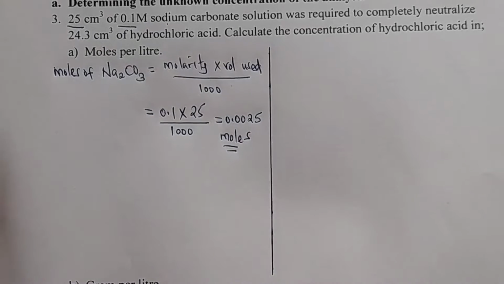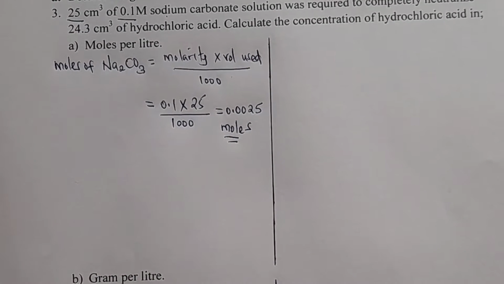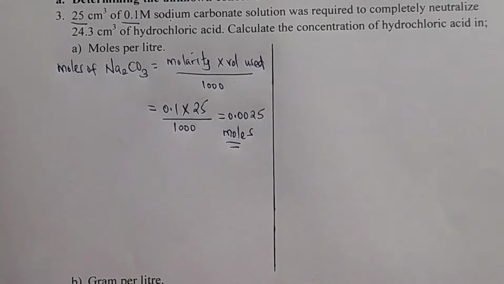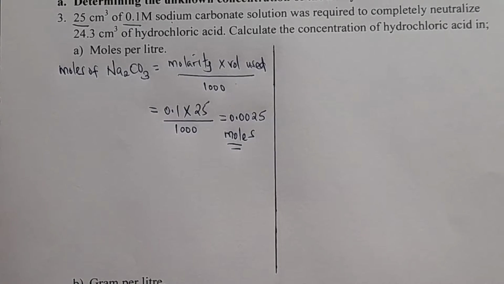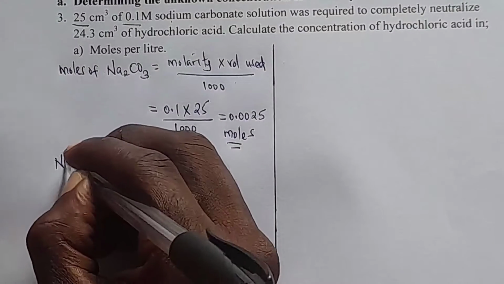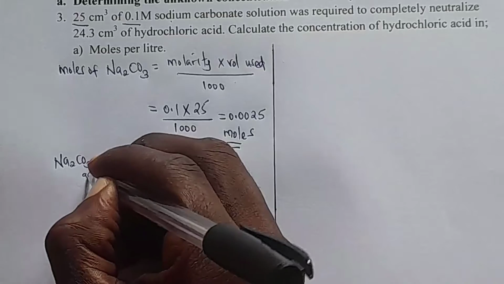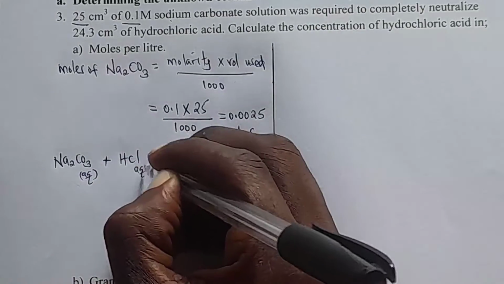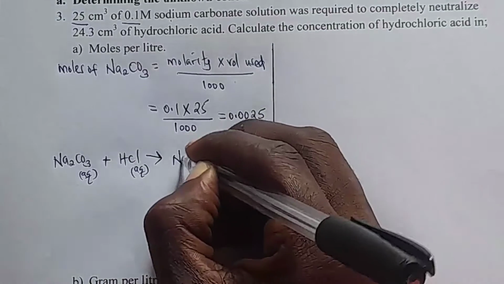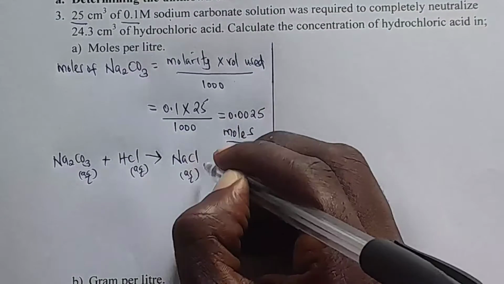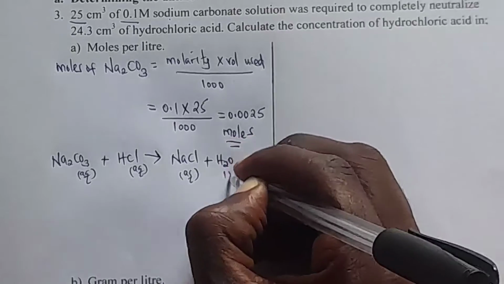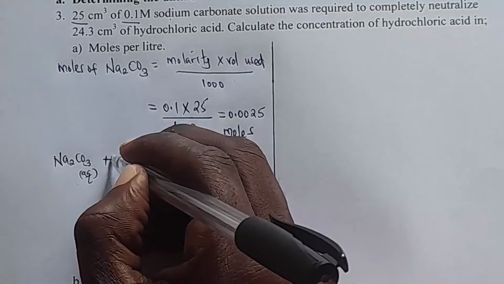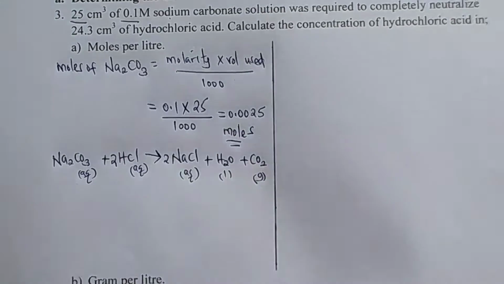The next step of calculating direct titration was to get the equation for the reaction between the standard solution and the analyte. The standard solution is sodium carbonate solution, reacting with hydrochloric acid, which is the analyte, aqueous. What we are going to get here will be sodium chloride solution, water, and carbon dioxide. To balance the equation, we have to put 2 in front of hydrochloric acid and 2 in front of sodium chloride.